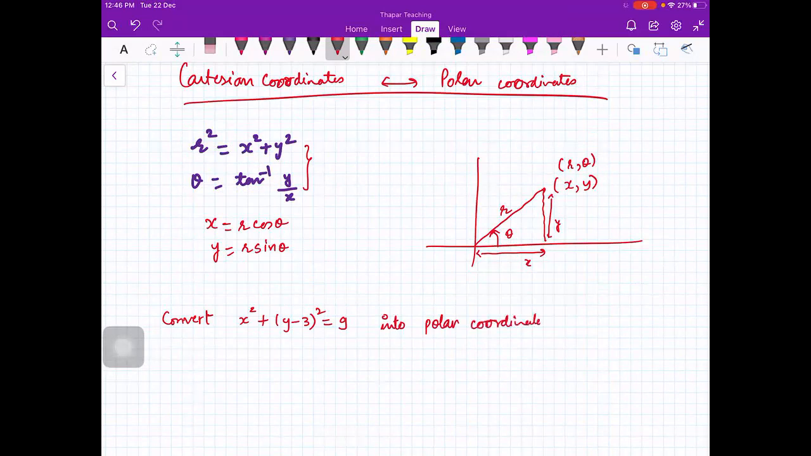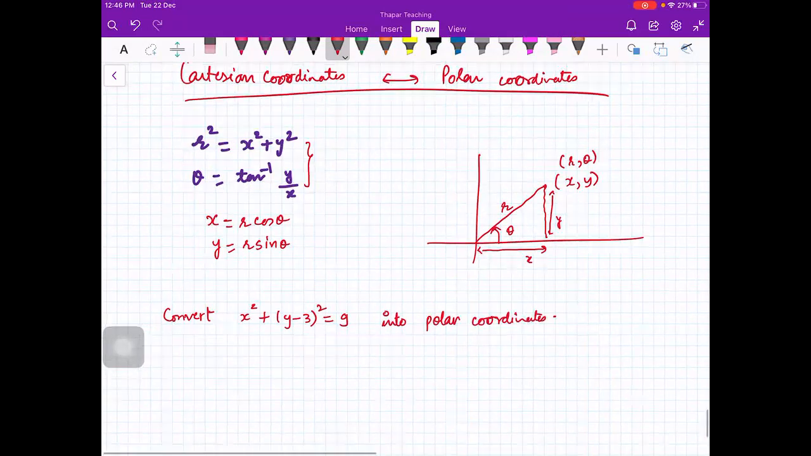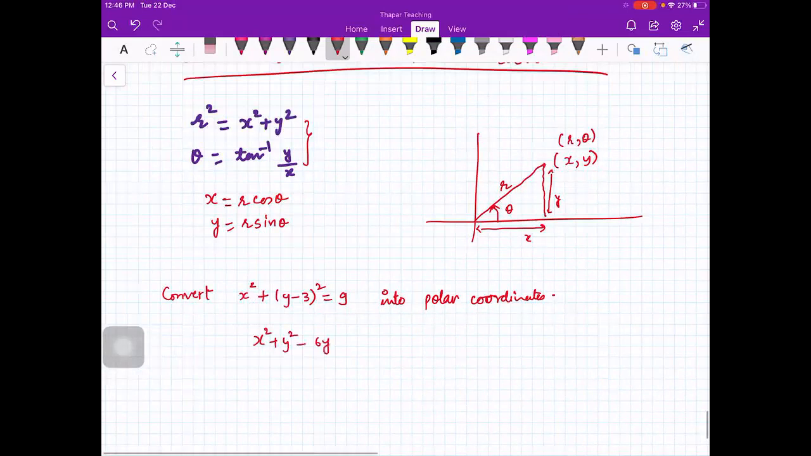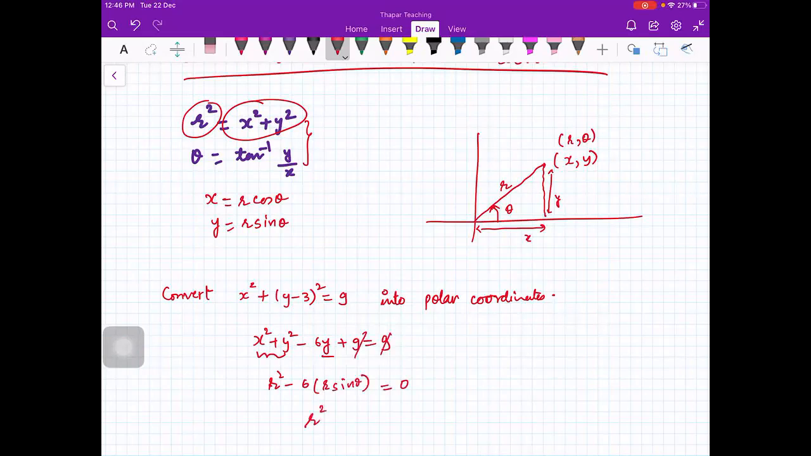Can you do that? So what is this? This is x square plus y square minus 6y plus 9 is equal to 9. So x square plus y square, you know, is r square, minus 6y is your r sine theta. 9 and 9 will cancel. So your equation is r square is equal to 6r sine theta.